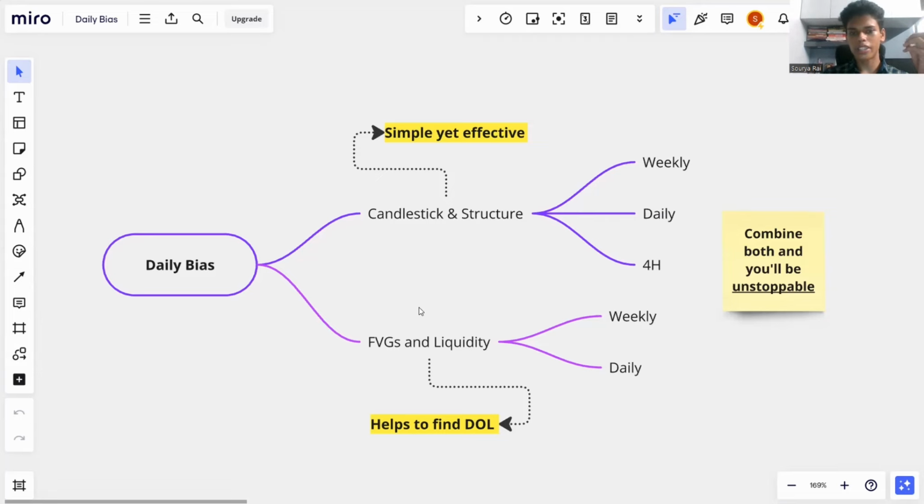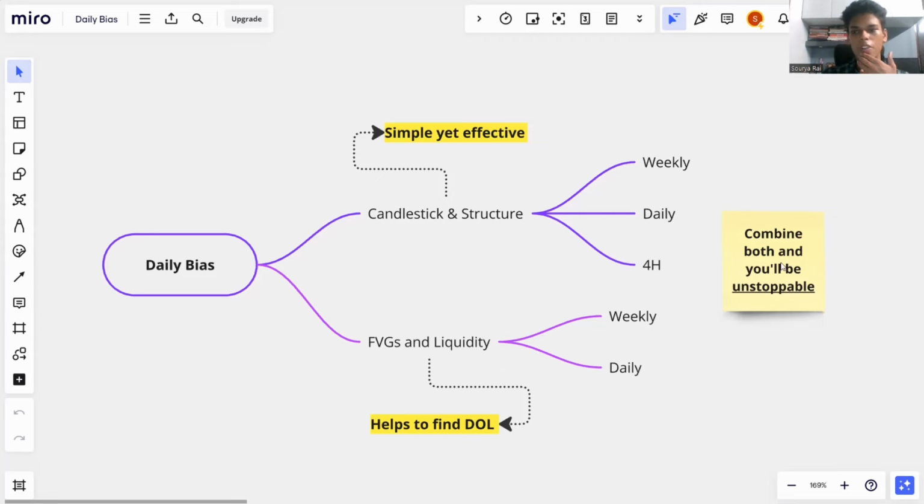And now moving on to the second way, which is something that I recently incorporated into my trading plan, is using FVGs and liquidity. And the beautiful part of it is it helps you to find your draw on liquidity. So DOL stands for draw on liquidity, and it does help a lot to find your daily bias. With this approach, we only look at weekly and daily, nothing below that. If you want, you can also look at monthly chart, but I personally don't look at it because since we are day trading, we don't really need it.